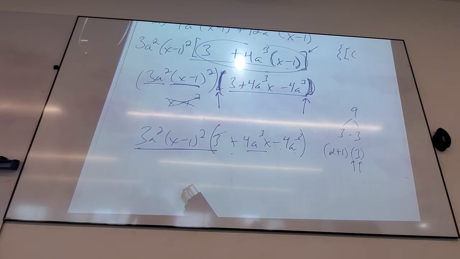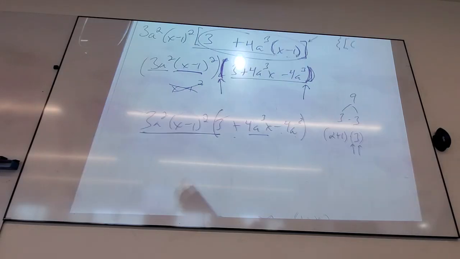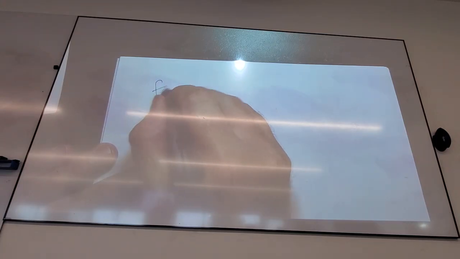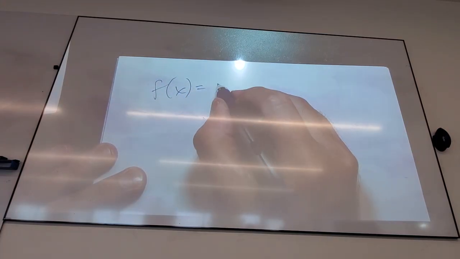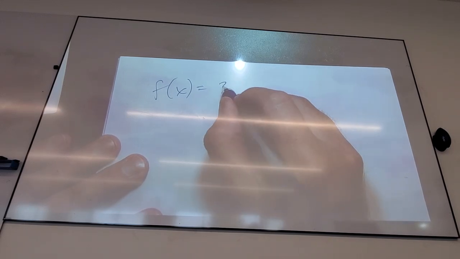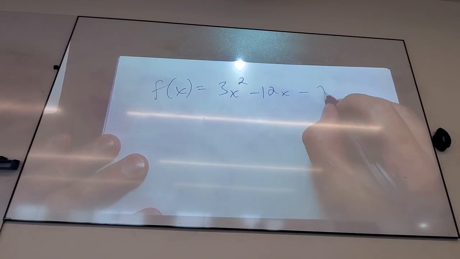Can we do some complete the square? Yeah. Do you want to do one where we put something into vertex form, or one where we're solving an equation? It's up to you. You have to know how to do both. Let's do both. So the first one we'll do is put it into vertex form.